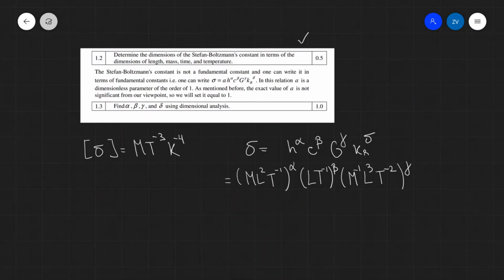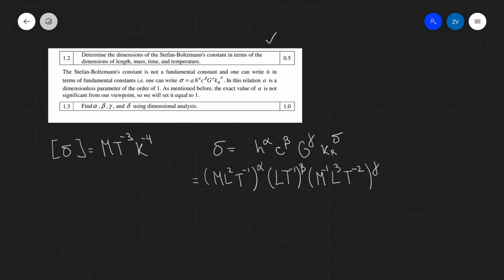And finally, I'm just going to express the units of Boltzmann's constant. I'm literally just rewriting them from the previous question. Boltzmann's constant was equal to m L squared t to the power of -2 K to the power of -1, and all of this is raised to the power of sigma.